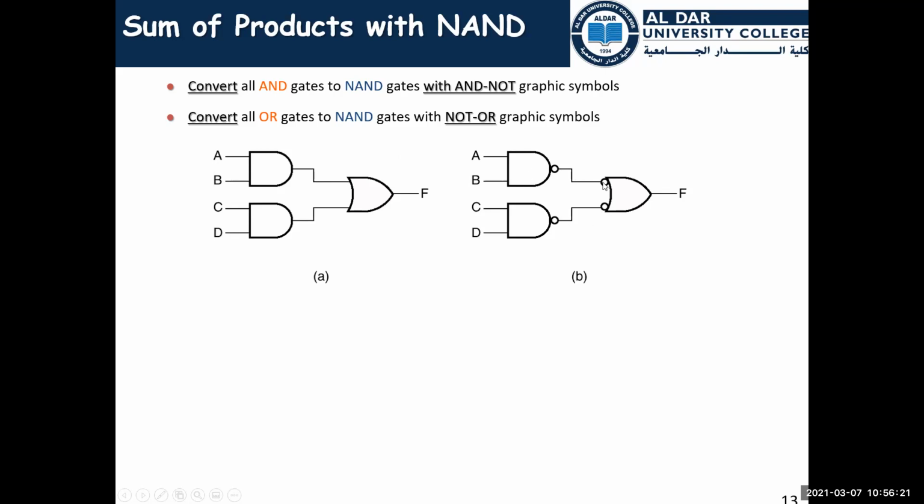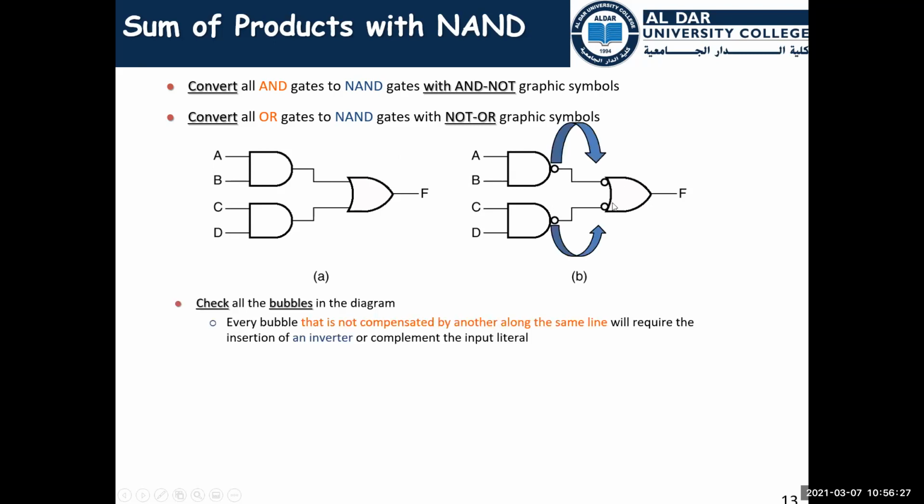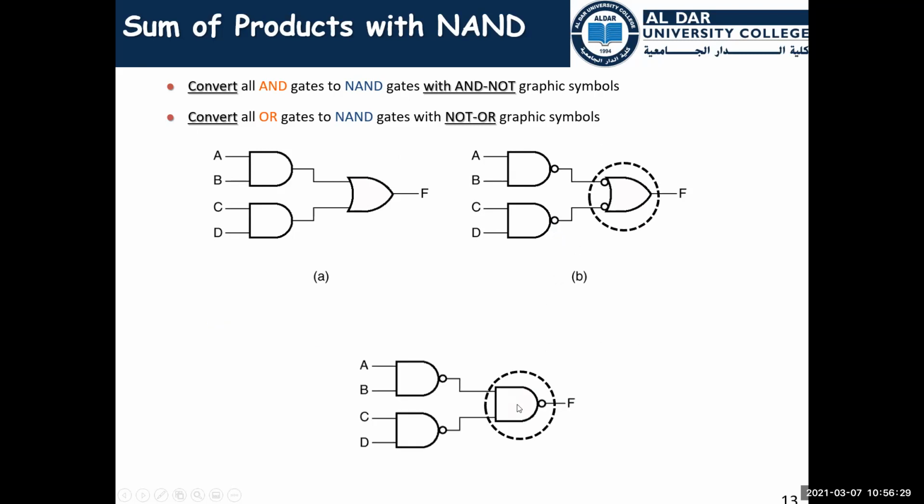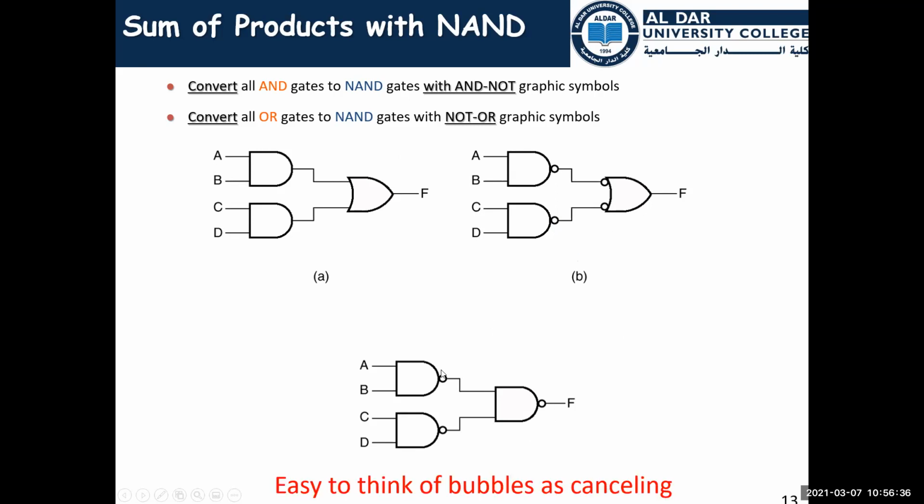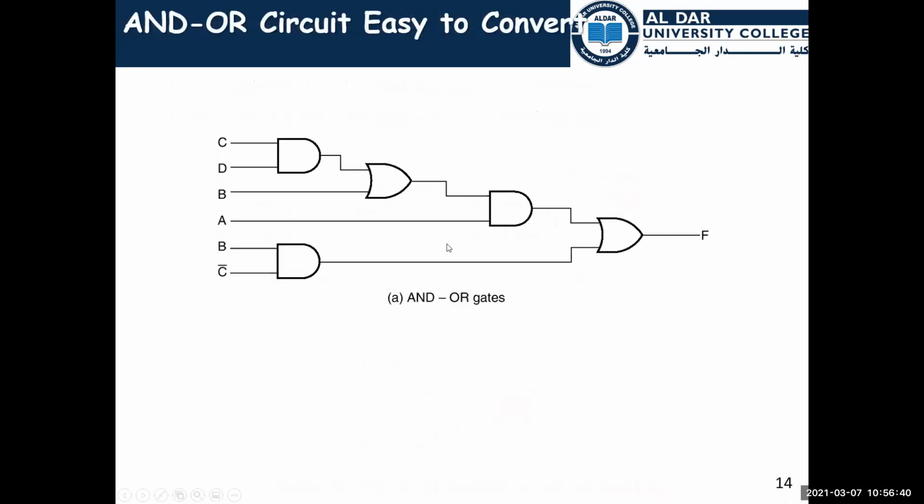And if we concentrate on this OR gate with inverted inputs, it is exactly a NAND gate. Yes, exactly. I have converted everything here to NAND gates. Okay, move to this circuit. Can you tell me the first step to do? Anybody?